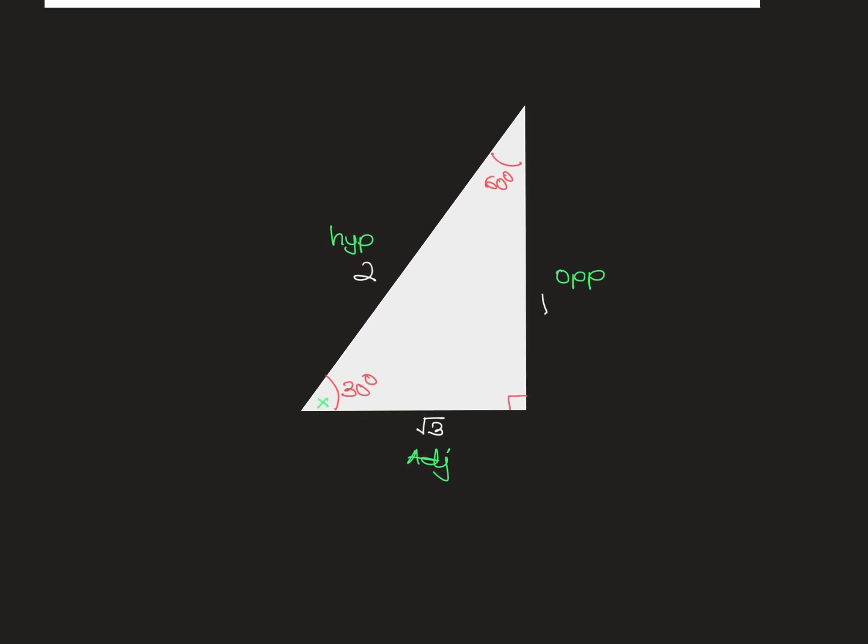So if you remember SOHCAHTOA, the sine of an angle is equal to the opposite divided by the hypotenuse. The cosine of an angle is equal to the adjacent divided by the hypotenuse. The tangent of an angle is equal to the opposite divided by the adjacent.